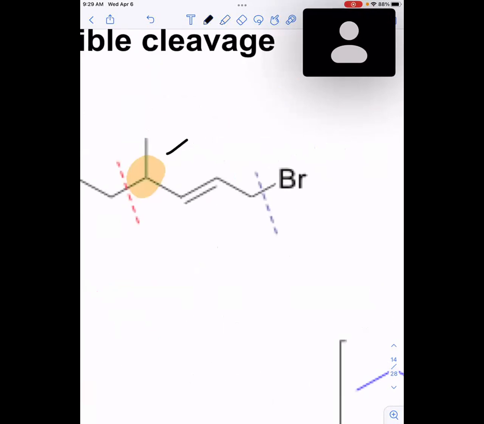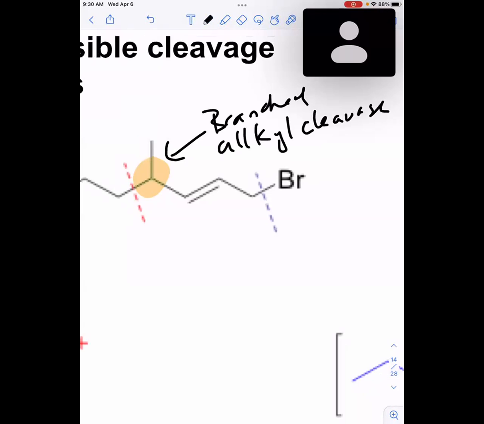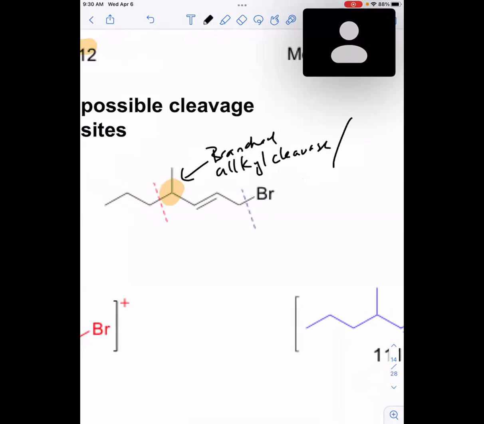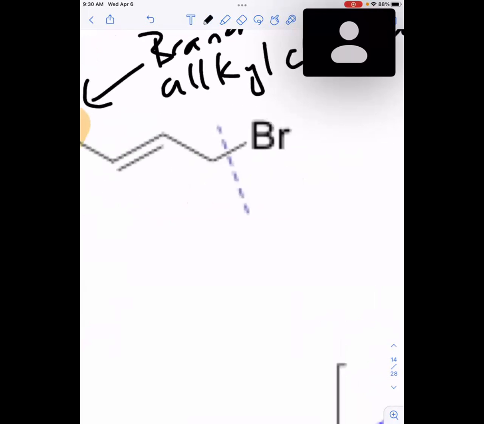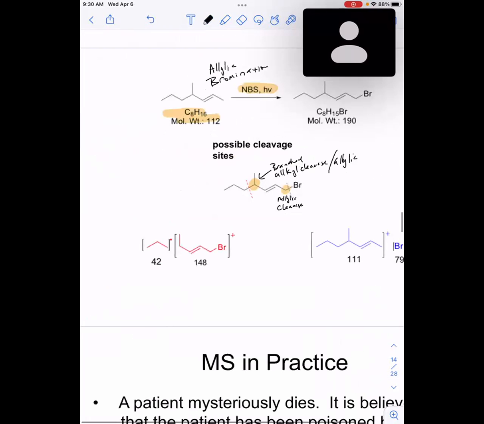So this would be branched alkyl cleavage, right? It's also allylic. Sorry about that. Right, and then on the other side, this would simply be allylic cleavage. Right, so if you look at the overall molecular weight of 190, whatever fragments you make from that molecule will have to add up to 190.